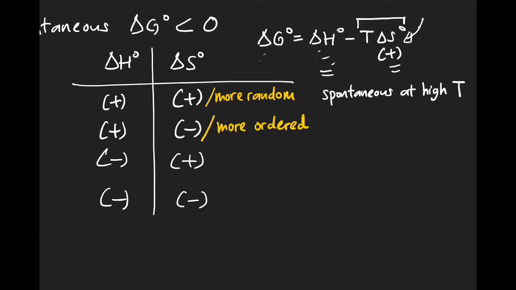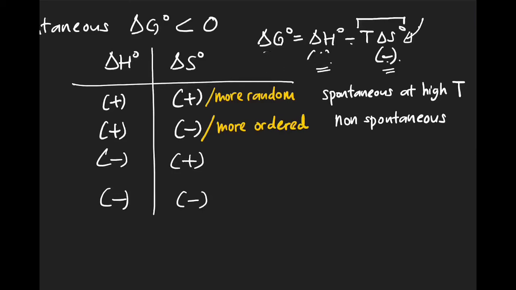Now let's find another combination. What if we have a positive delta H, so it requires energy, and a negative delta S? It requires energy and it becomes more ordered. Something that is positive minus something that is negative. Negative multiplied by negative is positive. So there is no way for us to get delta G negative, as we are summing up something positive plus something positive. So for this combination, it will always be non-spontaneous.